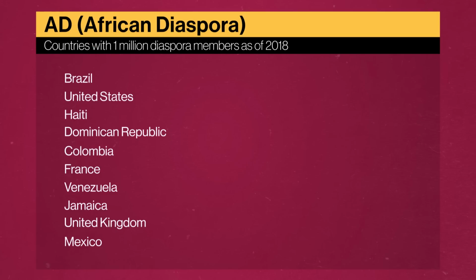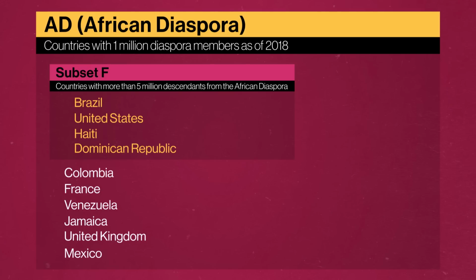Now, according to the World Atlas website, there are 4 countries that will receive that support first: Brazil, the United States, Haiti, and the Dominican Republic. And you might see where we're going with this. This is our first subset. But to be sure, let's check with our formal math definition.